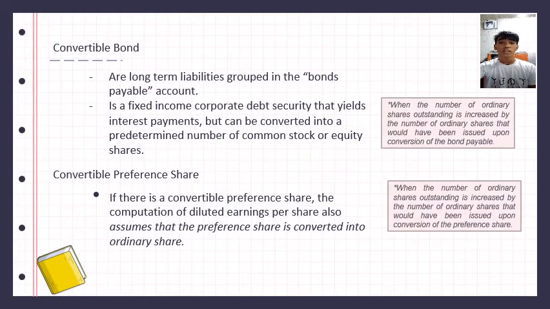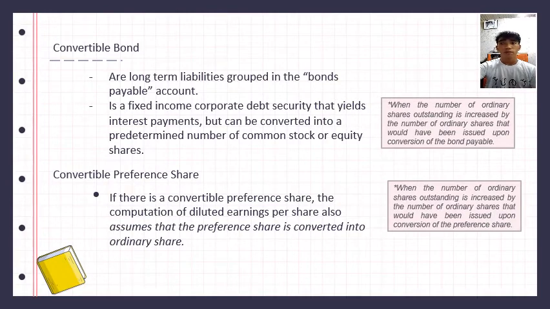So what is a convertible bond? Convertible bonds are long-term liabilities grouped in a bonds payable account. It's a fixed income corporate debt security that yields interest payments but can be converted into a predetermined number of common stocks or equity shares.